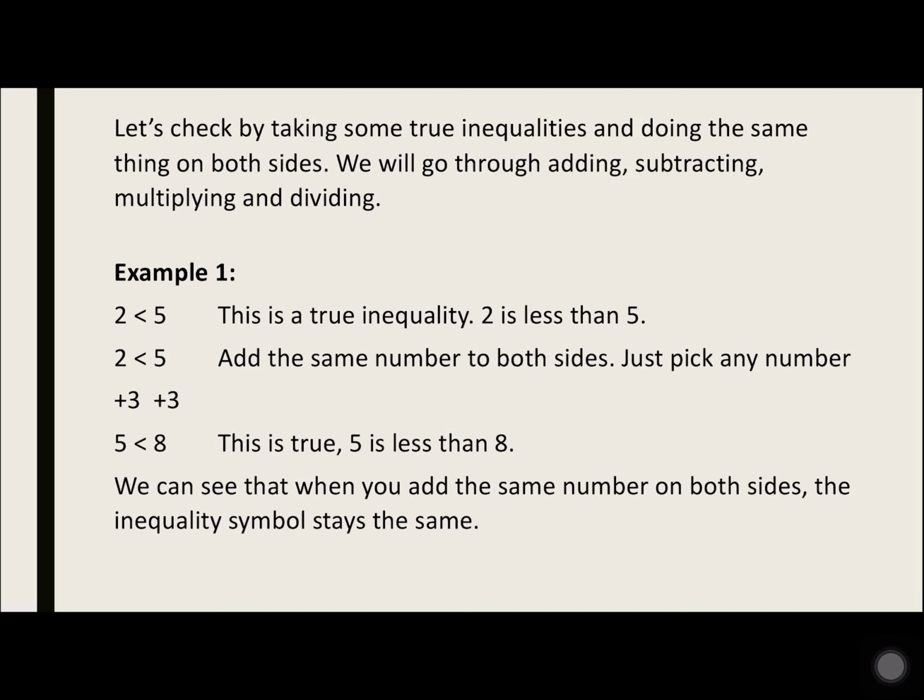Example 1. 2 is less than 5. Add the same number to both sides. Just pick any number. Add 3. 2 plus 3 is 5. 5 plus 3 is 8. 5 is less than 8. This is true. We can see that when you add the same number on both sides, the inequality, the less than, stays the same.